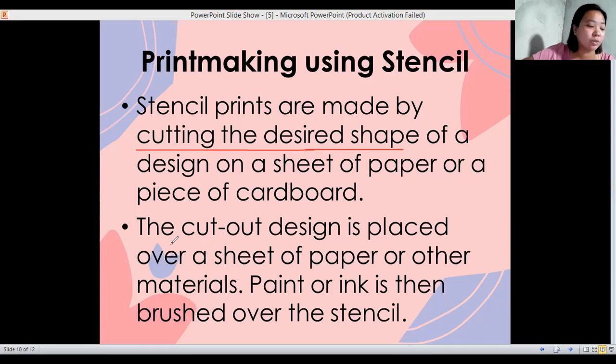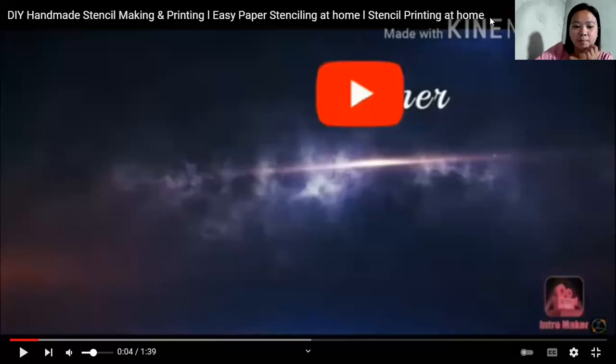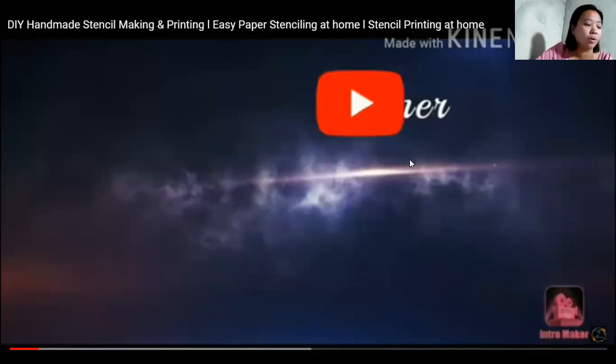And then the cutout design is placed under or over a sheet of paper or other materials, and paint or ink is then brushed over the stencil. So this is your bond paper. You're going to put your cutout design and using your paint or ink, you are going to brush it, okay? And then after brushing it, you can dry it, okay? So now Teacher Bell will show you an example of the stencil art. Please wait. Okay, so we are going to watch a video on how to make a stencil art, okay?